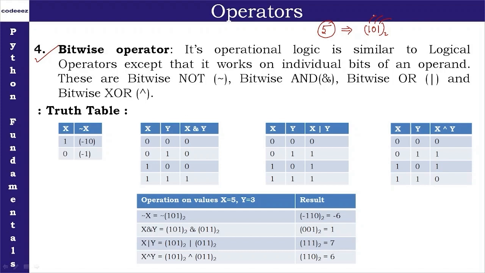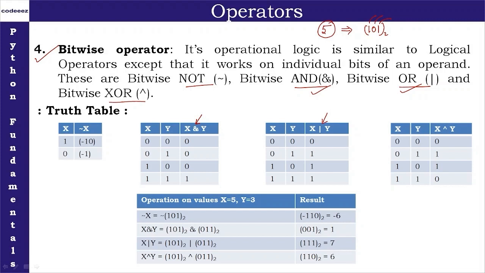Okay, so we have the bitwise NOT operator, bitwise AND operator, bitwise OR operator, and bitwise XOR operator. The working of AND and OR is actually the same as we have learned in logical operators. So first, a recap of bitwise AND and OR. AND is denoted by the ampersand sign, and OR is denoted by the pipe sign.